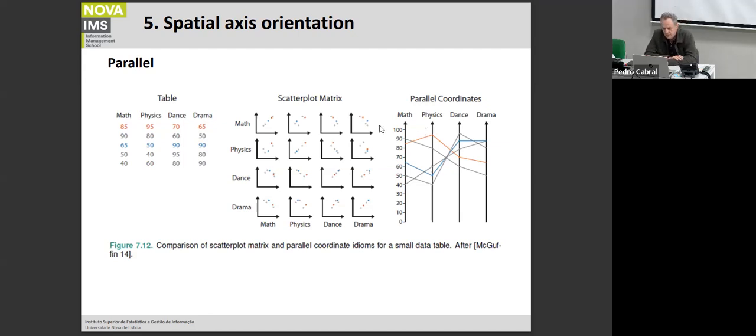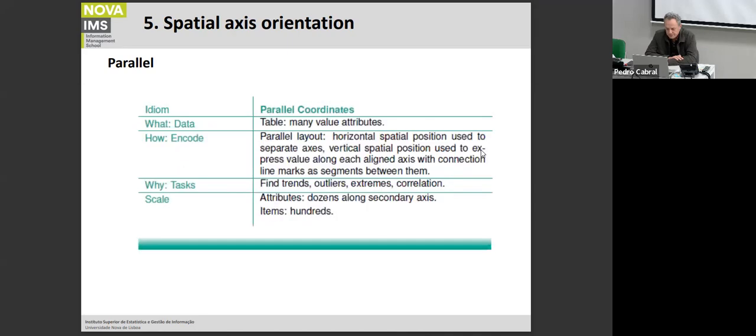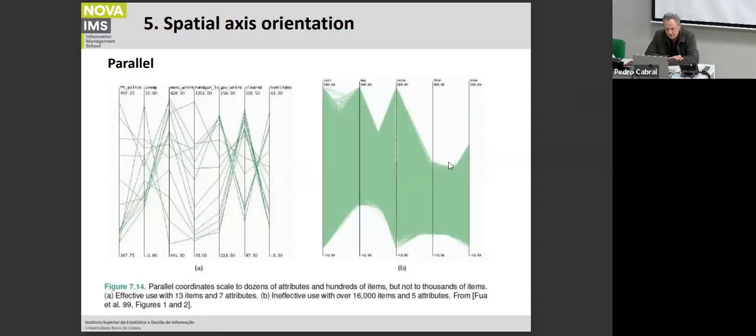We have here several dimensions of the table, several attributes, and for each one, I represent my items according to the values of each dimension. So each item has different grades for different disciplines, okay? Parallel coordinates can represent hundreds of items, but this can become very, very difficult to see unless you provide the user the possibility of creating some selection criteria using the dimensions, okay?